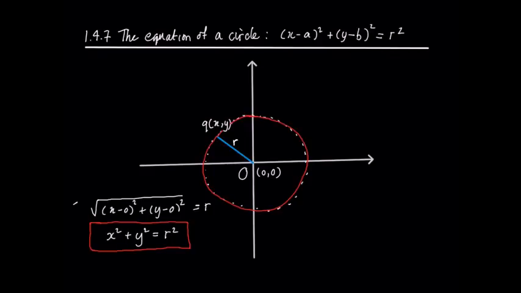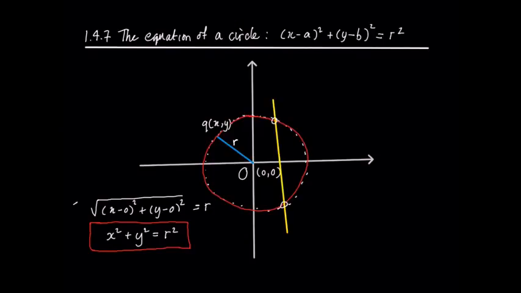As a digression, you should be able to see that the circle is not a function because it's not going to pass the vertical line test. If we put a vertical line along there, it's going to cut the circle in two places, so that's not a function.